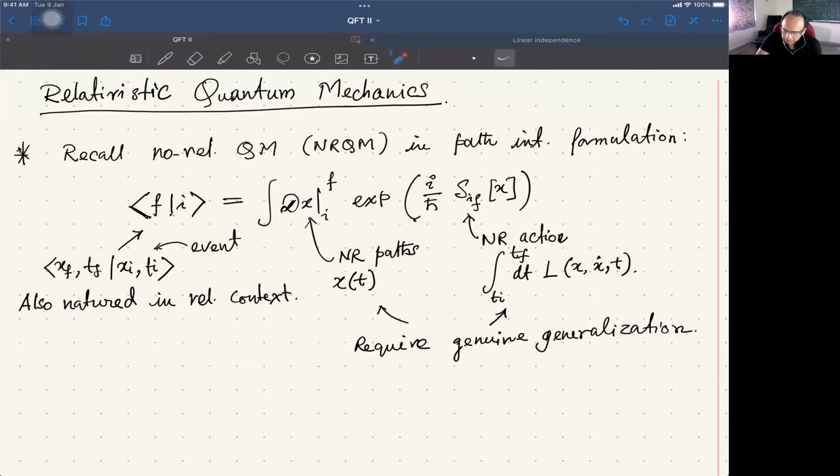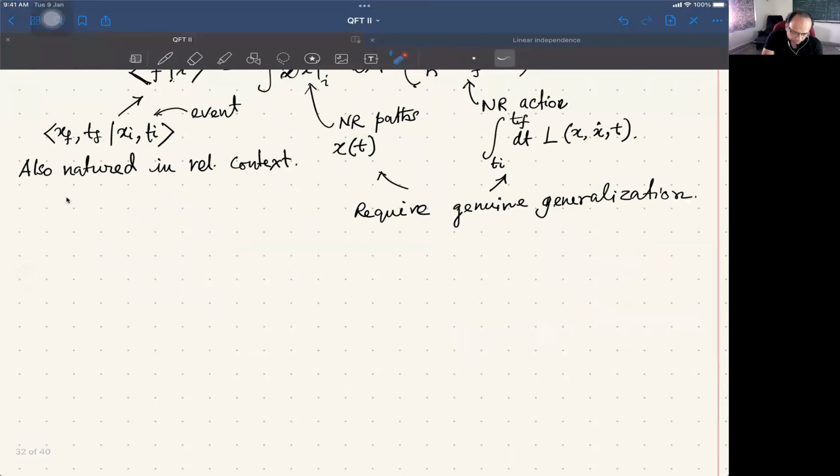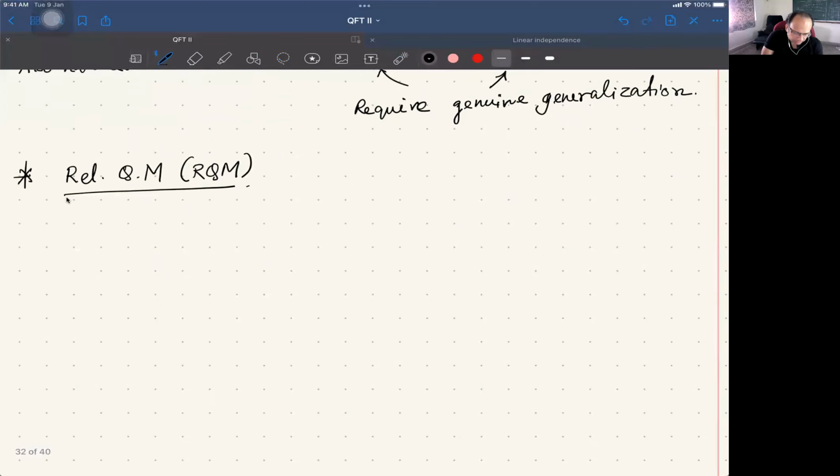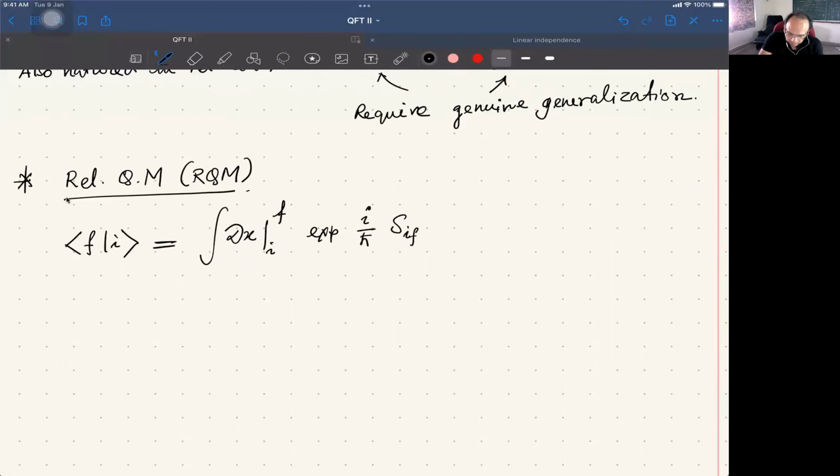We should keep in mind that this action is something that under extremization produces the classical equation of motion. So that should be a clue of how to do the same in the relativistic context. Therefore, in relativistic quantum mechanics, or RQM, the path integral statement will be ⟨f|i⟩ given by the integral Dx from i to f of exponential i over h bar S_if[x].